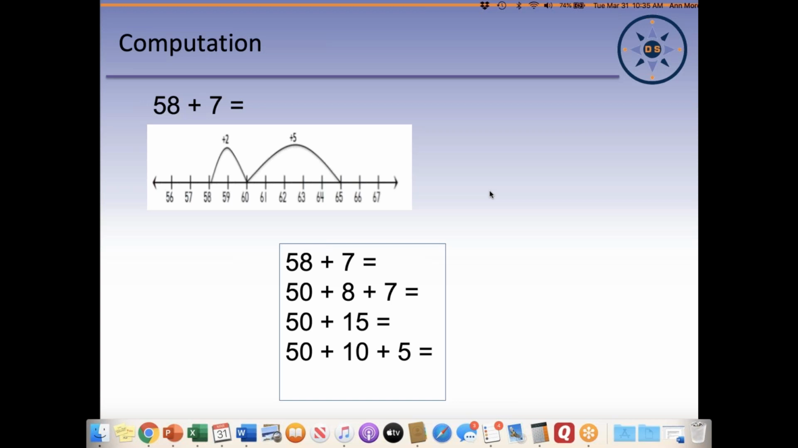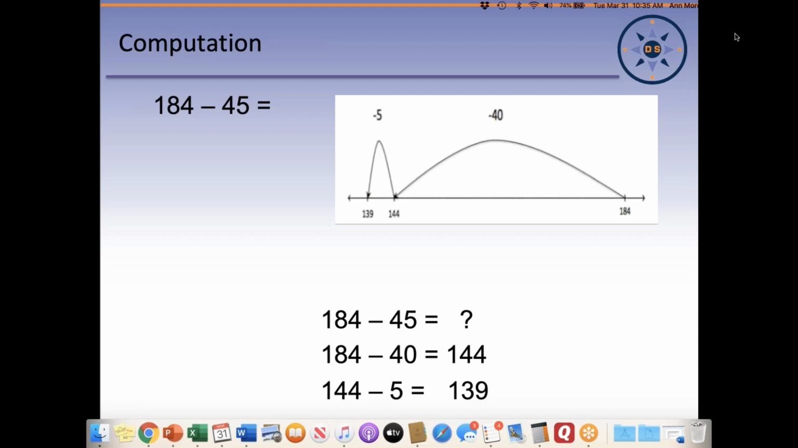Another way is, okay, 58 plus 7. That's 50 plus 8 plus 7. And that's 50 plus 15. Oh, I still got too much. So I've got 50 plus 10 plus 5. I can do that in my head. So breaking things apart like that is what we're looking to do.